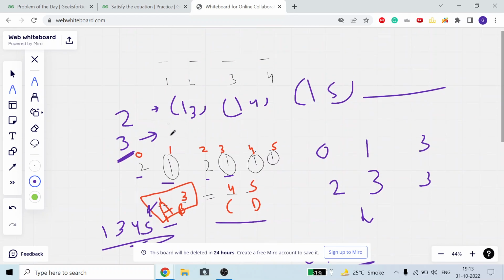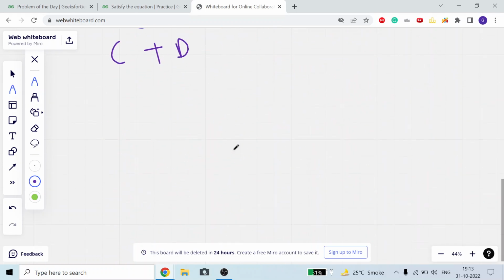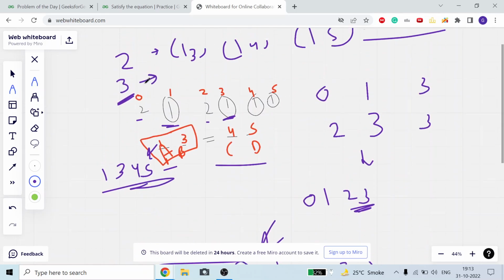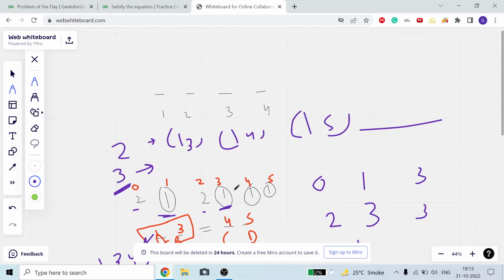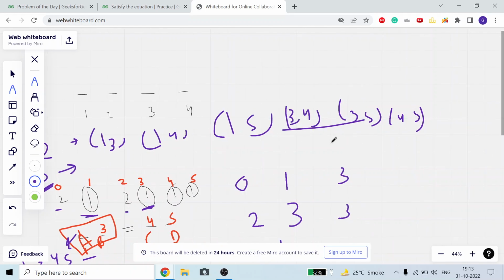Now we are at pair 1 and 3. Suppose for a case we are at pair 1 and 3, then we will look, yes, we have some pairs, so we will traverse all the pairs. Just take this as an example: 1 3, 1 4, 1 5, and 3 4, then 3 5, then 4 5. I am going to tell you this with a simple example now, guys.